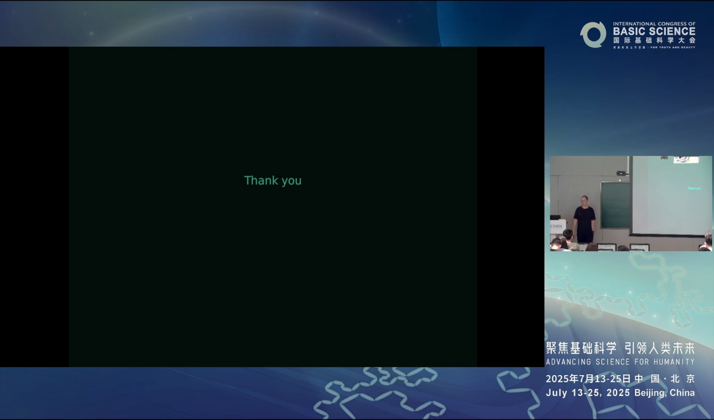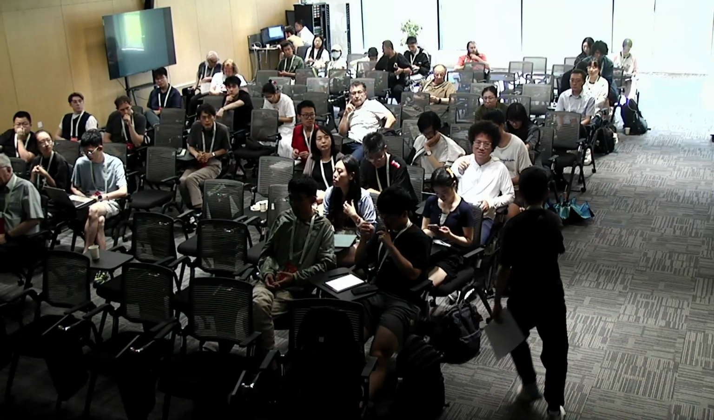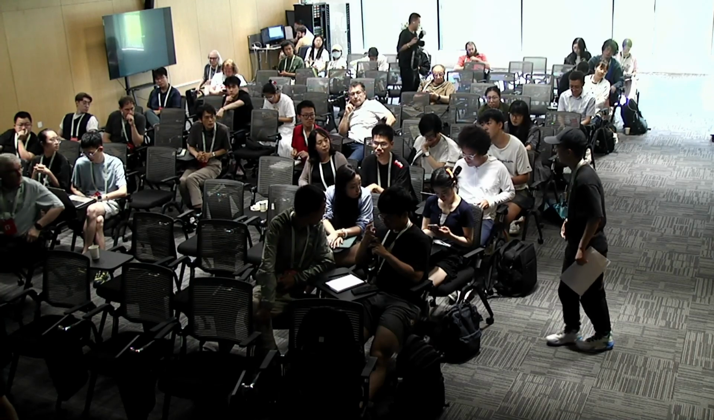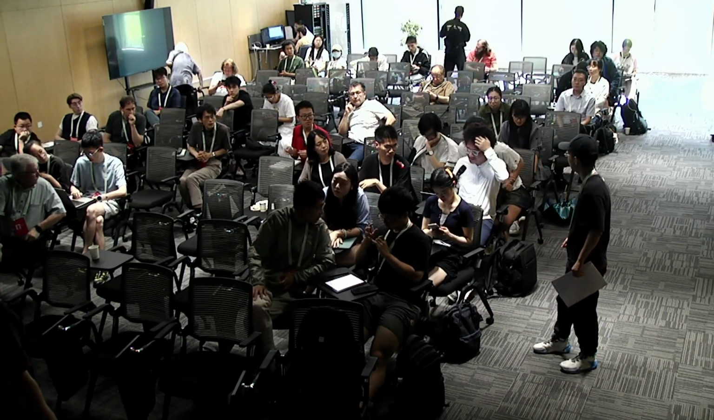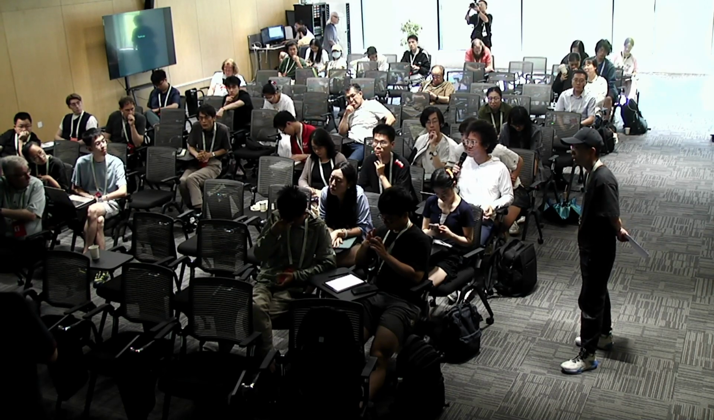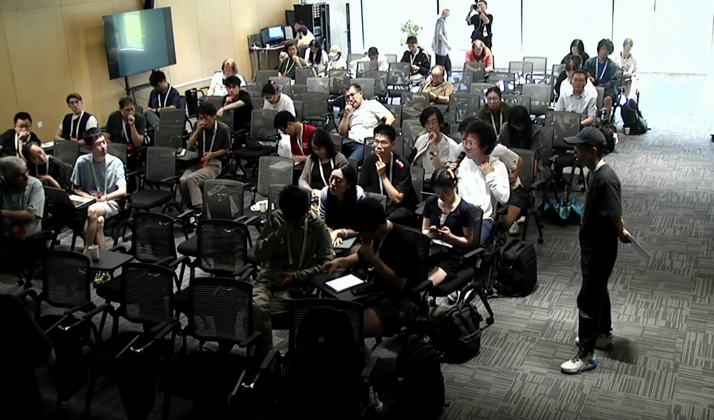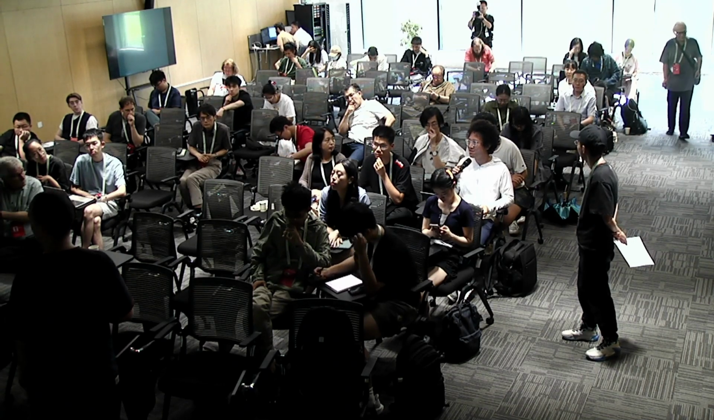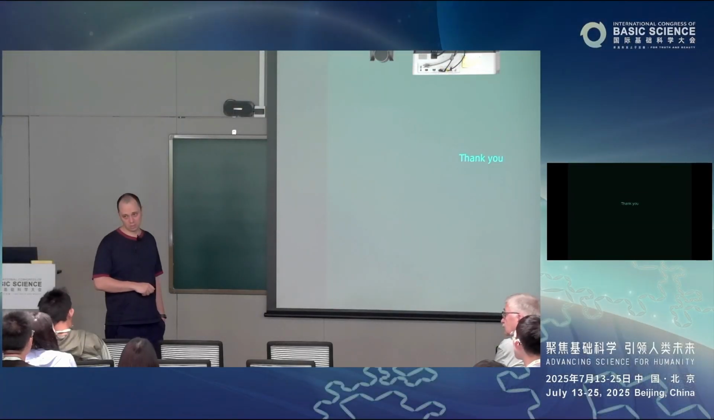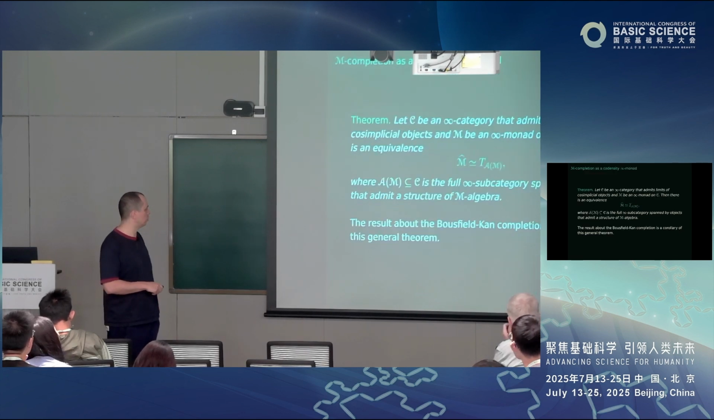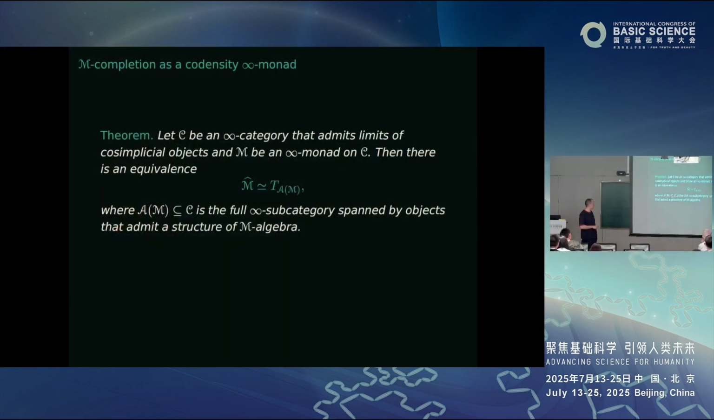Thank you very much. Are there any questions? For the last part, you defined an M completion for a monad. What if M is not idempotent? Do you still consider the full subcategory of objects having an M algebra structure instead of the category of M algebras? Yes. M is not necessarily idempotent. Here, by M, I denote an arbitrary monad, not necessarily idempotent.